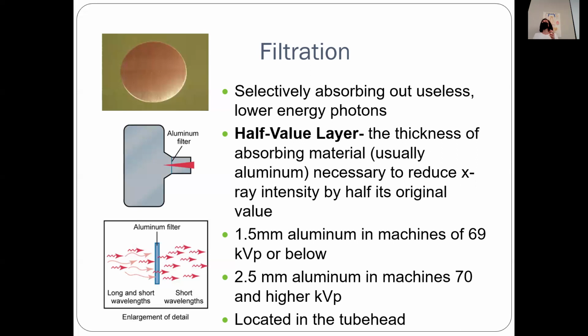But if your machine is set at 69 or under, then the thickness of the aluminum filter will be 1.5 millimeters. So it's very, very, very thin. Millimeters will resonate with you guys very soon because you'll be looking at the periodontal probes, which are in millimeters. So you'll see really just how thin that is. Here's a cross section of the aluminum filter, and you can see how these long, lower frequency, longer wavelength X-rays disappear after they go through. It just takes them in and absorbs them.